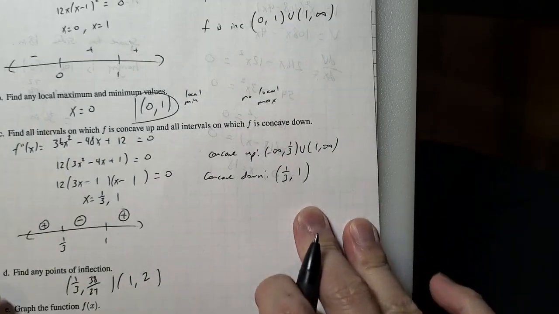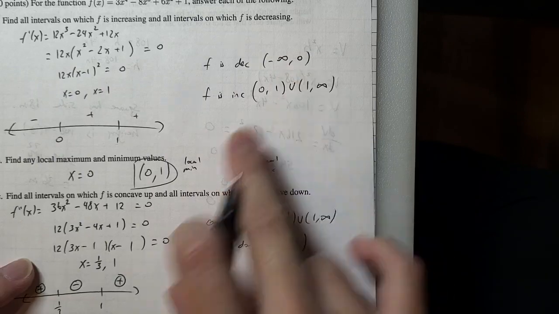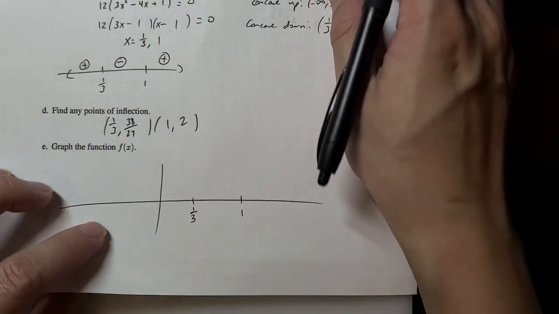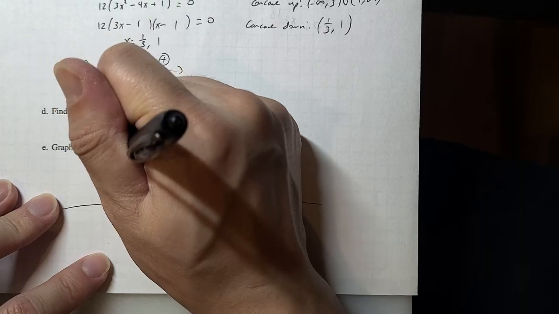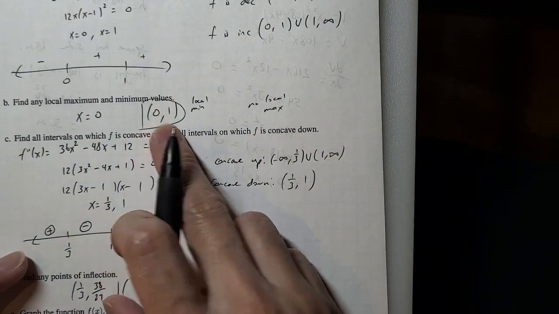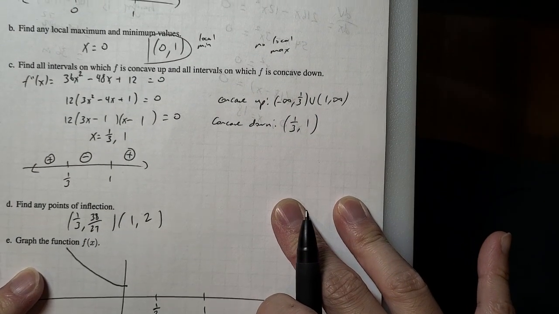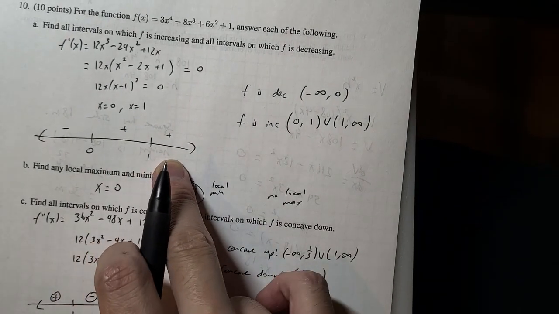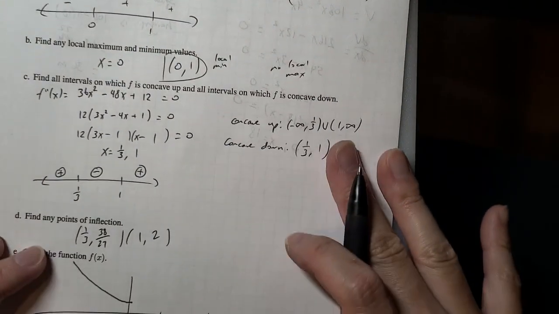We know f is decreasing from negative infinity to 0, and then we have a min at 0, so it'll look something like this. We even know the min value, because we found the min to be 0 comma 1. And after 0 it increases.